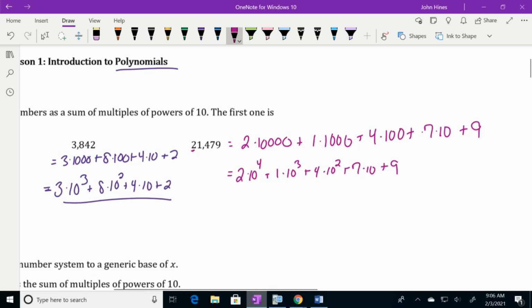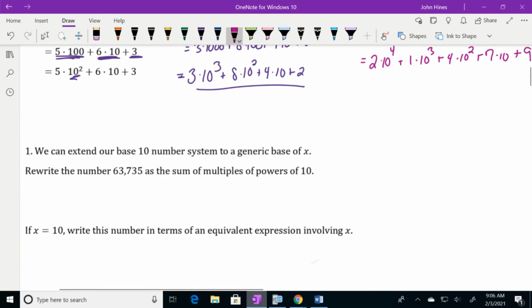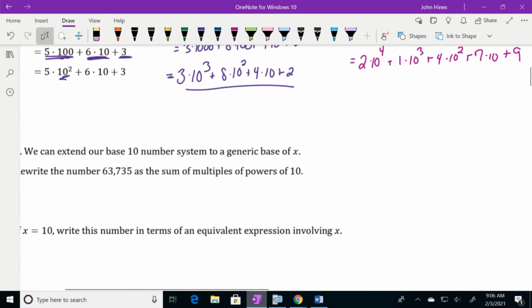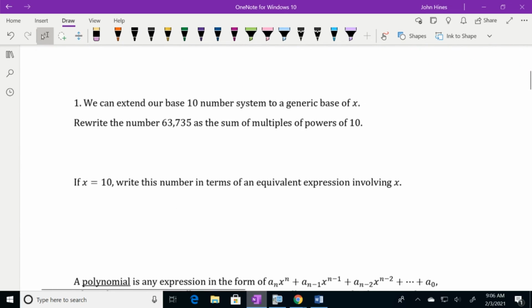So what we're doing today is we're going to take our base 10 number system and think about it algebraically and abstract it a little bit, make it a little bit less defined. Instead of working with the base 10 number system, what if I work with a variable thrown in there? So let's rewrite 63,735 as a power of 10. Let's see if we can jump right to the end here. So it's 5. We're going to work backwards.